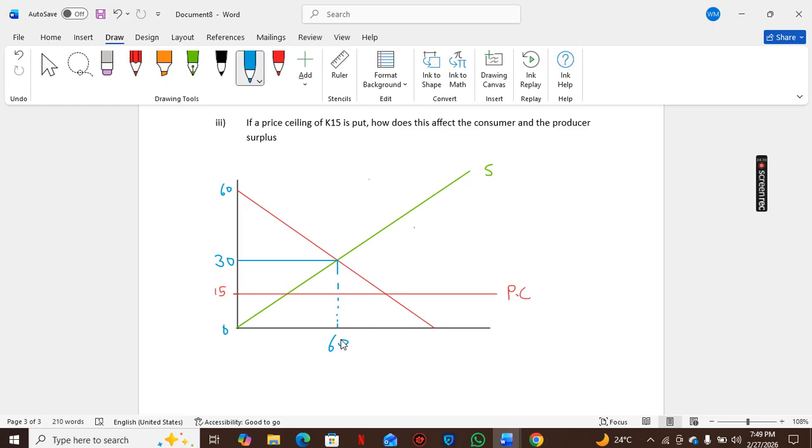This is the maximum legal amount that can be charged for a good. Okay. So this is the ceiling. The ceiling is 15 kwacha. So you can't go above the price ceiling. Okay. You can't go above the price ceiling.